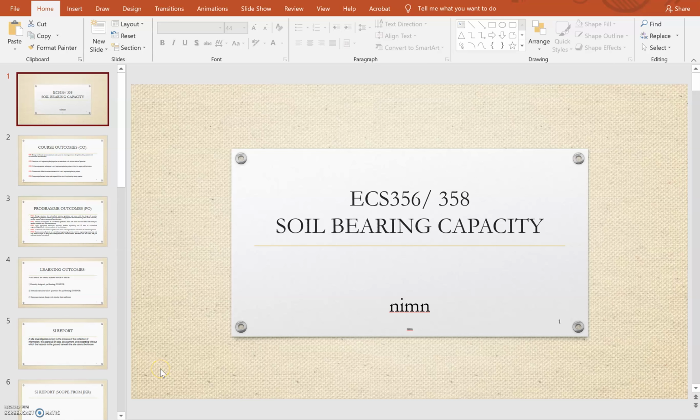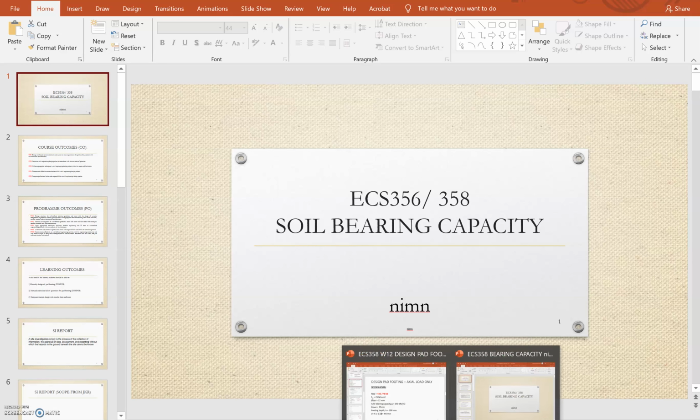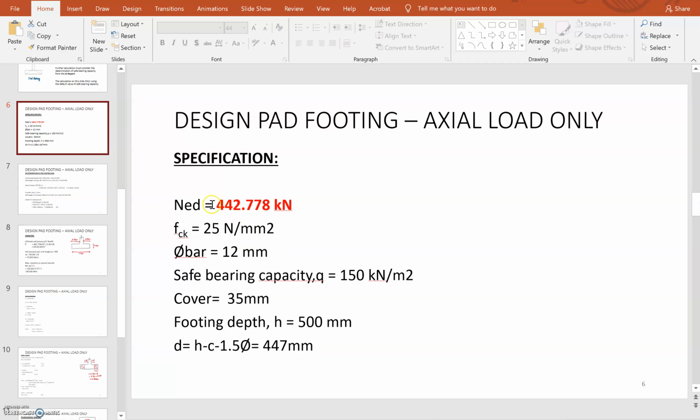Hi everyone. So for today, I will explain soil bearing capacity. Before you can design a reinforced RC pad footing, you have to know the axial load, which is the net or N3, labeled as N3 from my previous note. And then the most important thing is for you to know the safe bearing capacity, or soil bearing capacity.